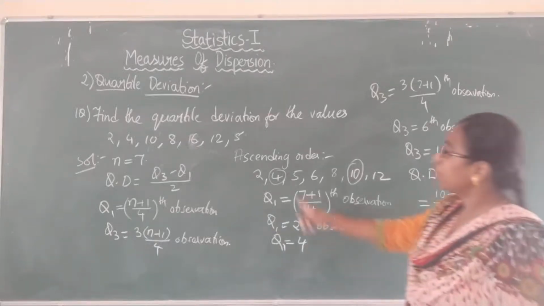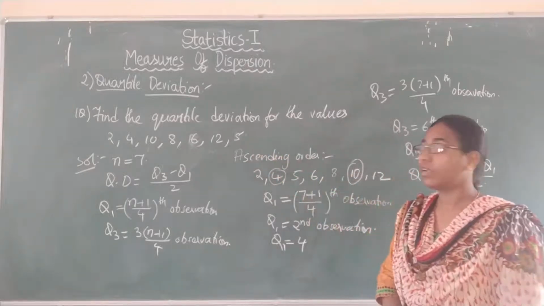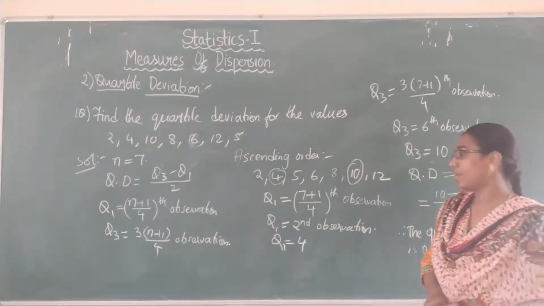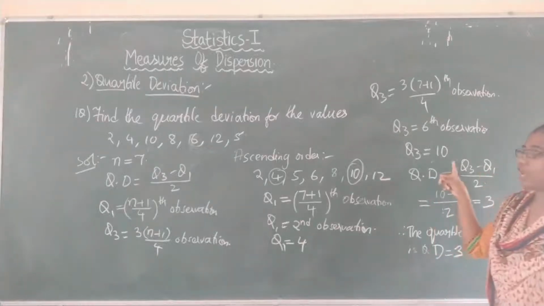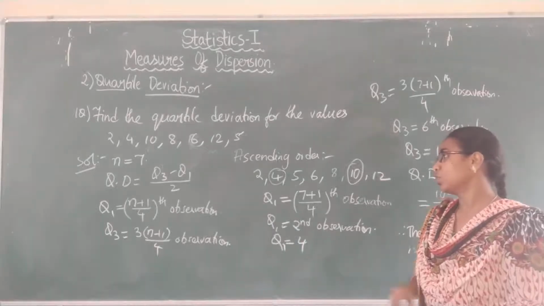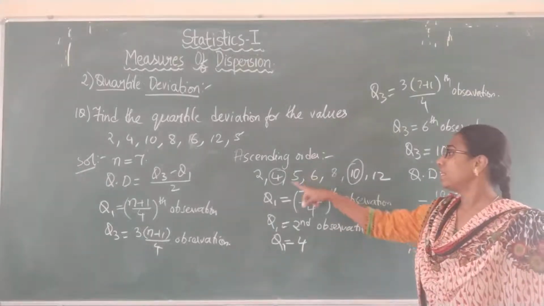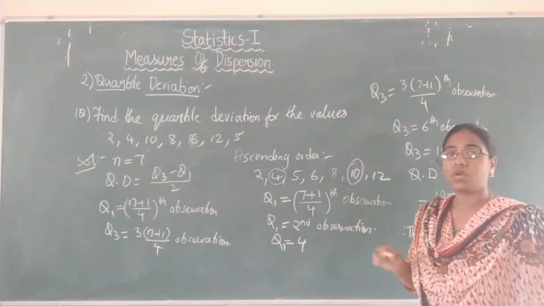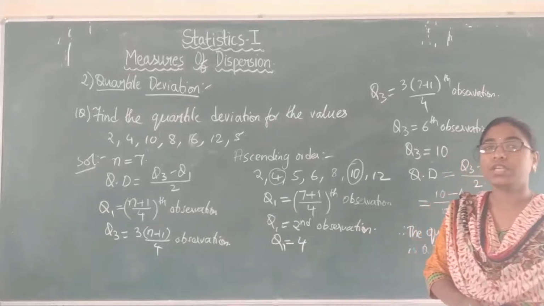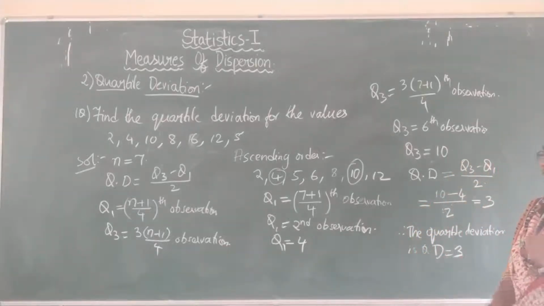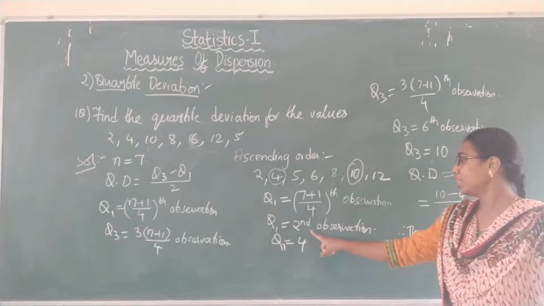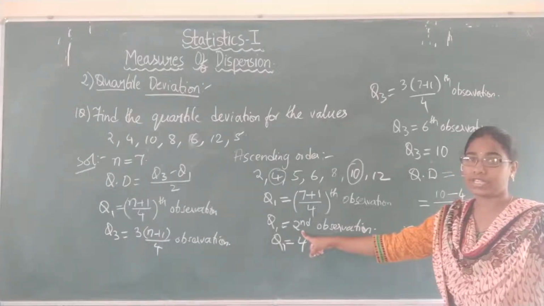Whenever ungrouped data is given, remember that first you need to arrange it in ascending order. Then you have to find the Q1 and Q3 values. How to find the Q1 value? (N plus 1) by 4th observation. What is the N value? N is the number of observations given. If 6 observations are given, you take N as 6. If 7 observations are given, you consider N as 7. Like that, you will find the (N plus 1) by 4th observation, and in this way you get the place of the first quartile.